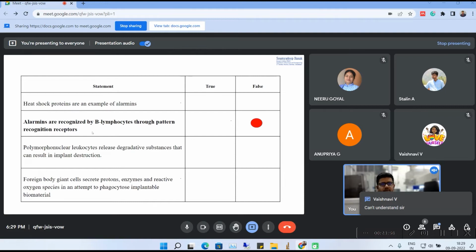So alarmins are those kinds of molecules that tell the cells, before the FBGC is formed, that the site is injured and there is a foreign material that has come. That is, we have implanted some foreign biomaterial here. So this message is recognized by the PRRs present on the macrophages, which move to the particular biomaterial. So alarmins are recognized not by the B leukocytes, but by a different kind of cells, the macrophages, through PRRs.